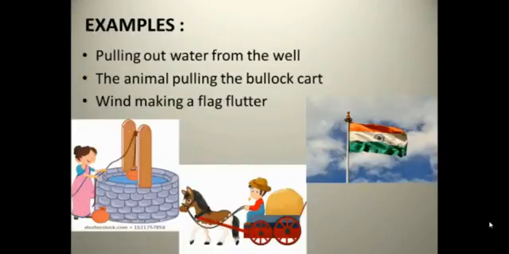The first one is pulling water out of a well. You could see that the woman is pulling water out of the well. This is the first example of contact forces. The second one is an animal pulling a bullock cart. And the third one is wind making a flag flutter. In all these examples, you could see that there is some physical interaction. In the first image, the interaction is between the woman and the pot. The second is between the animal and the bullock cart, whereas the third is between the wind and the flag.